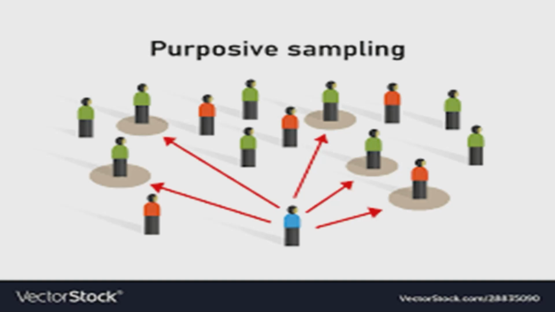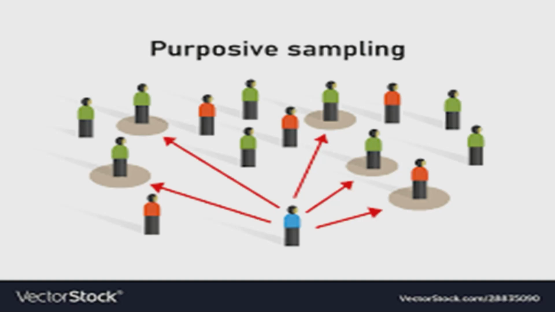Next we move on to judgment or purposive sampling. Again, here also you can understand the meaning from the name itself, judgment. One who can give the best judgment, only from that person you can collect the data, that is why it is called judgment or purposive. So, look at the picture here.